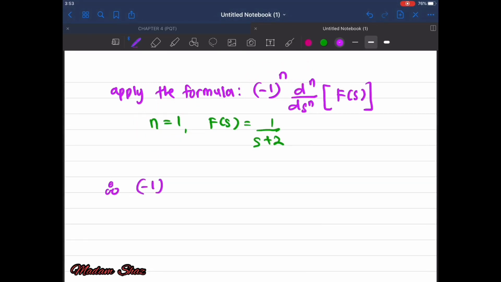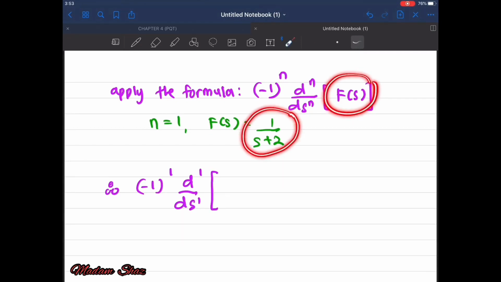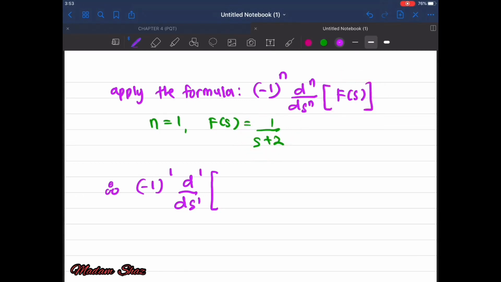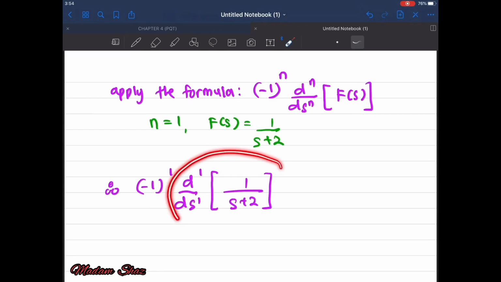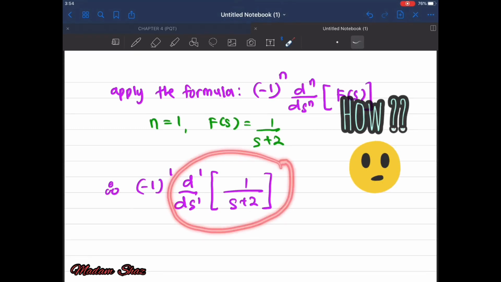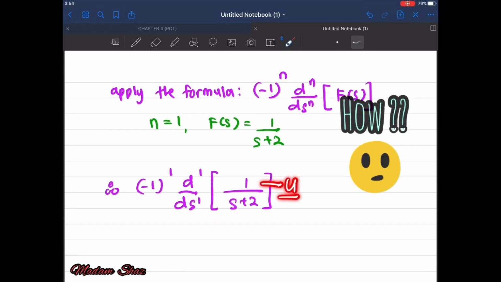Negative 1 to the power of 1, d^n over ds^n with n equal to 1, so d^1 over ds^1 of this bracket F(s), where we substitute 1 over s plus 2. So now you have to differentiate. Why do you have to differentiate? Because you have d over ds here. So how do you differentiate something that you have u divided by v?